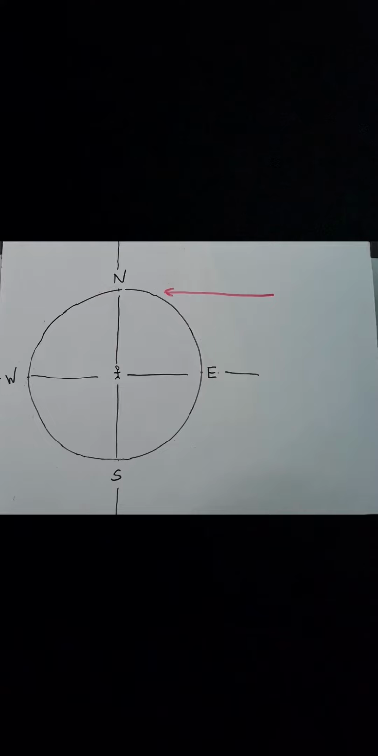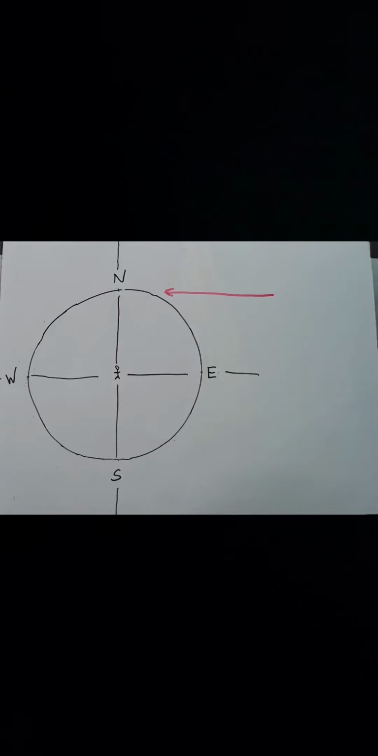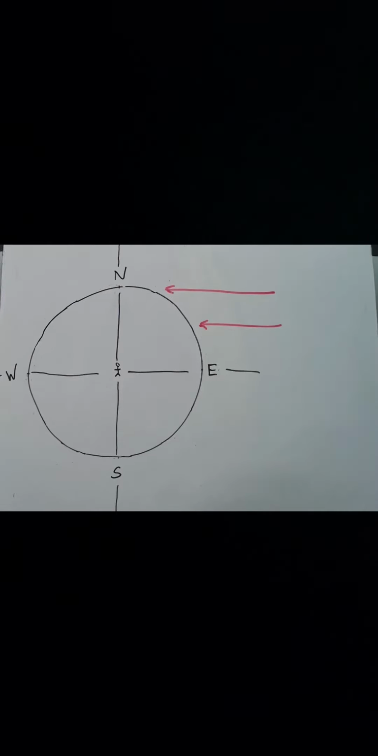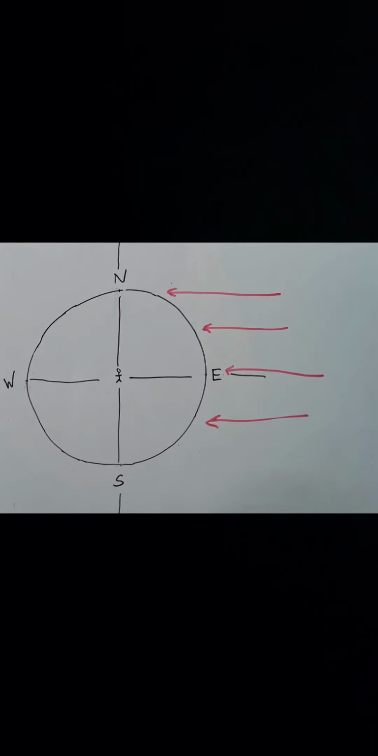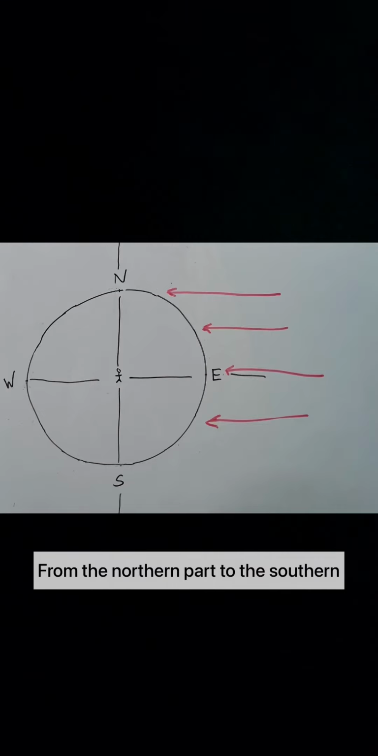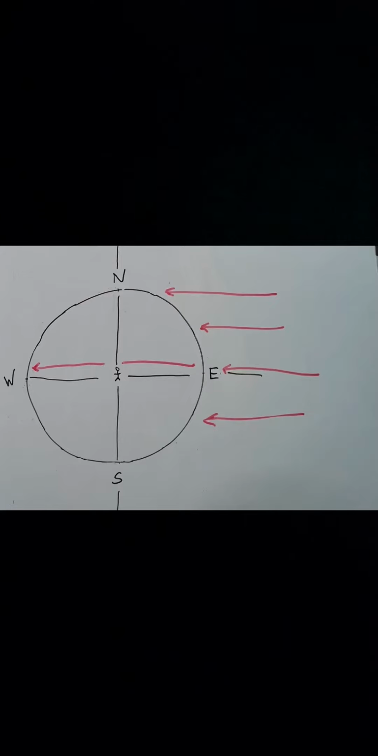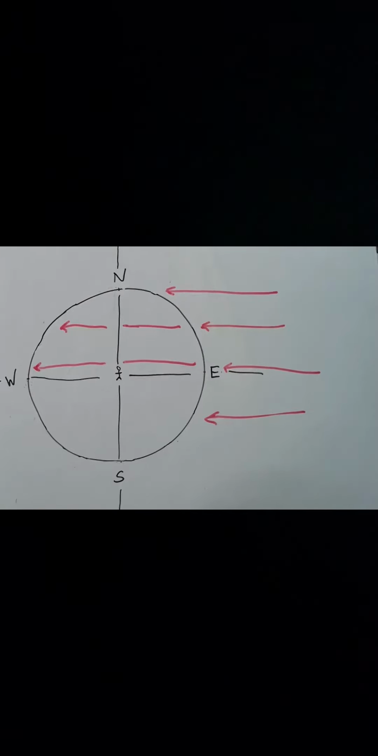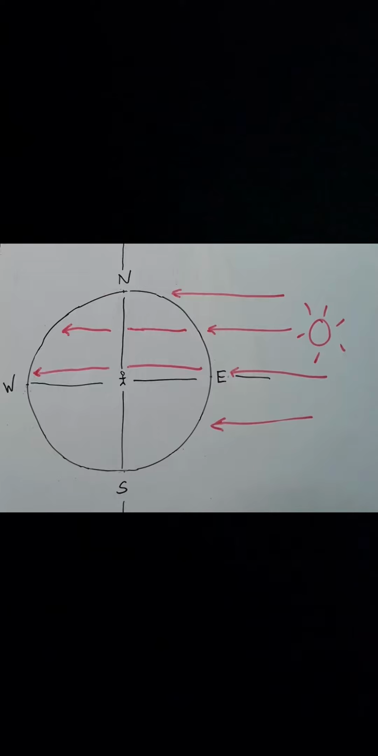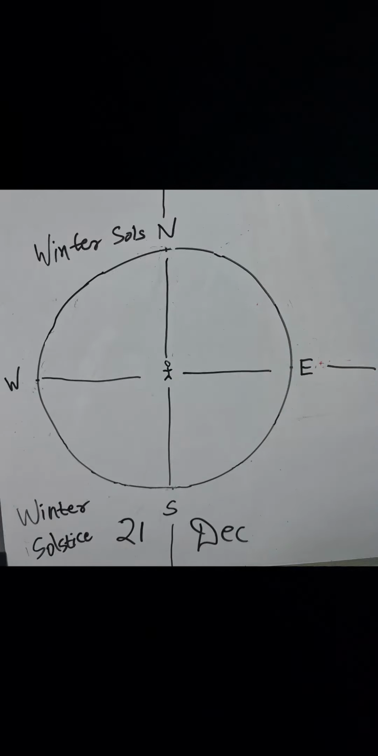Now the sun always rises from the east. So this red line is where the sun will rise from. Here, or from here, or here, or here, throughout the year as the year progresses. Now, it will cross above your sky from your east to west like this, or like this. That's the sun's path.